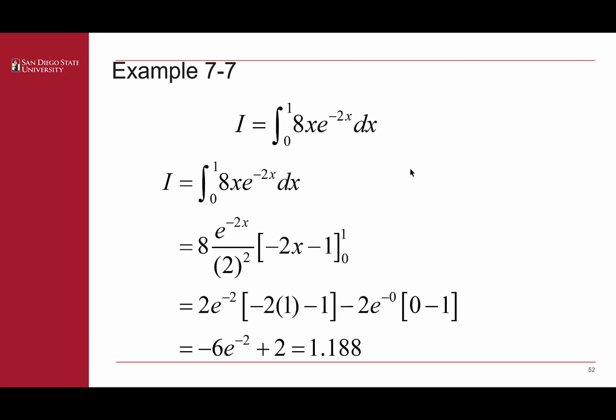And finally we will get minus 6 times e to the minus 2 plus 2, and e to the minus 2 can only be calculated using a calculator or an online tool. If you make this calculation, you will get something close to 1.188.